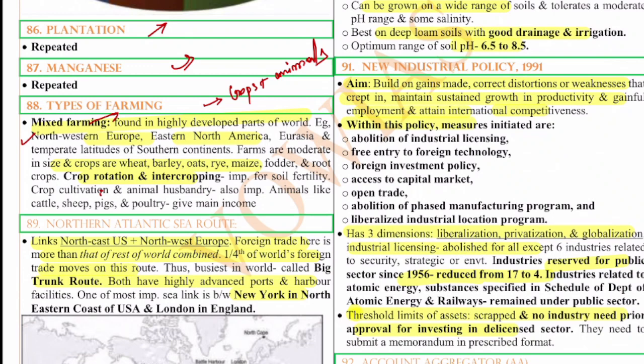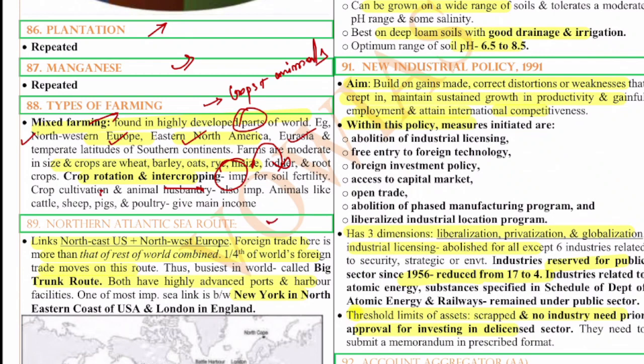This type is found in highly developed parts of the world, for example northwestern Europe, eastern North America, Eurasia, etc. Crop rotation and intercropping are very important to improve the fertility of the soil, because if you grow the same crop, the crop will utilize all the nutrients over time and nutrient replenishment in the soil will not happen. So crop rotation is very important.